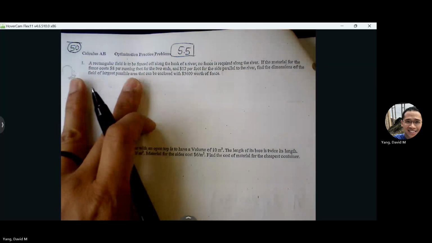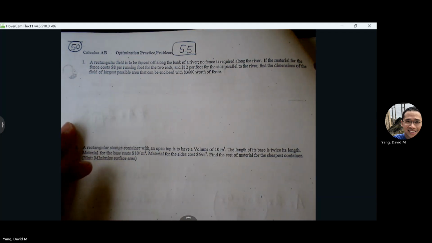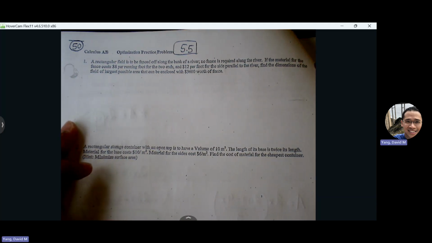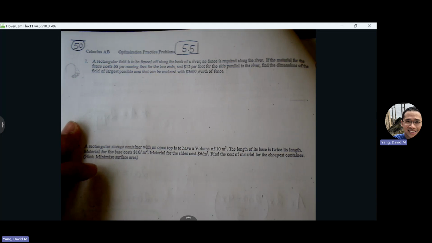All right, page 50. Okay, we're going to do area, volume, area and surface area again, area and perimeter again. But this time there's going to be a cost involved with this problem here.